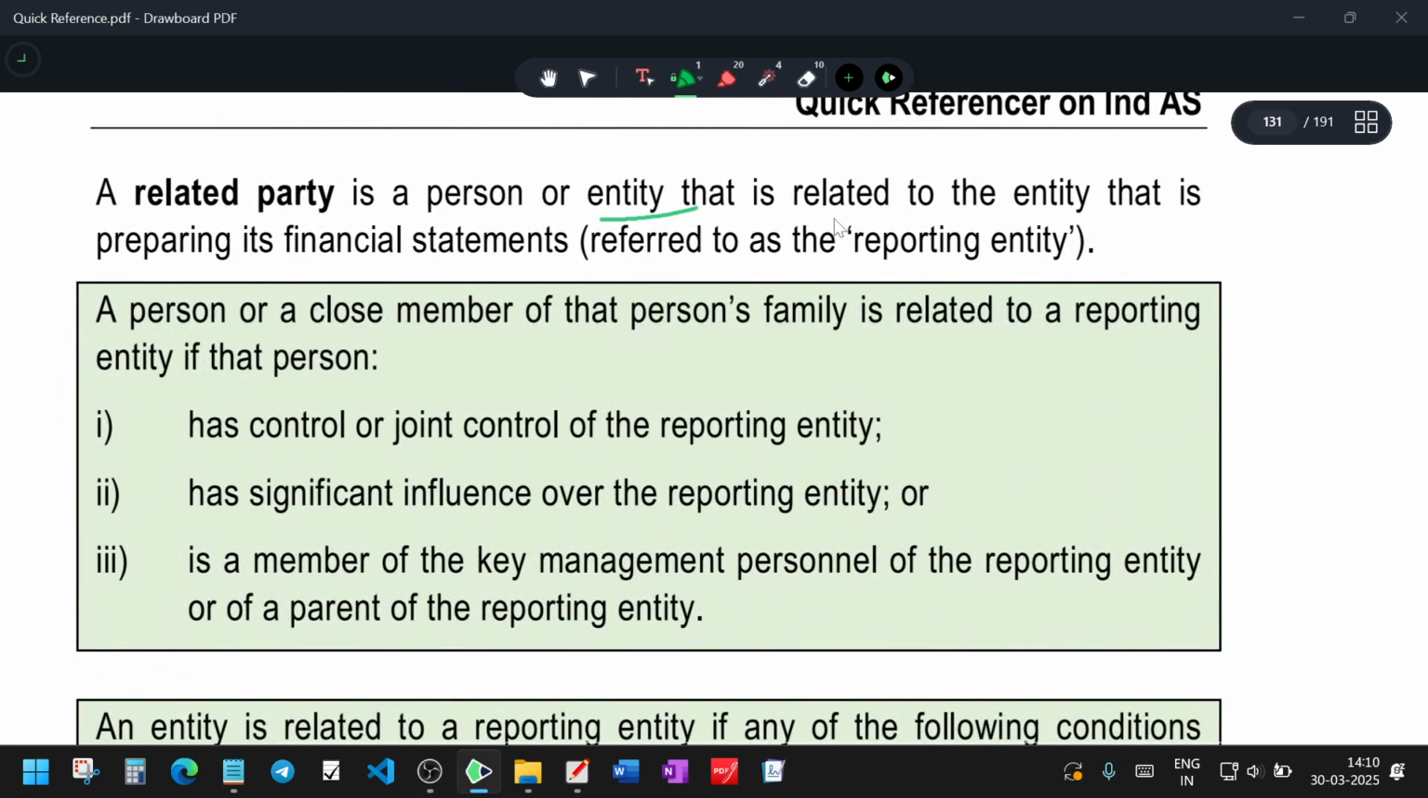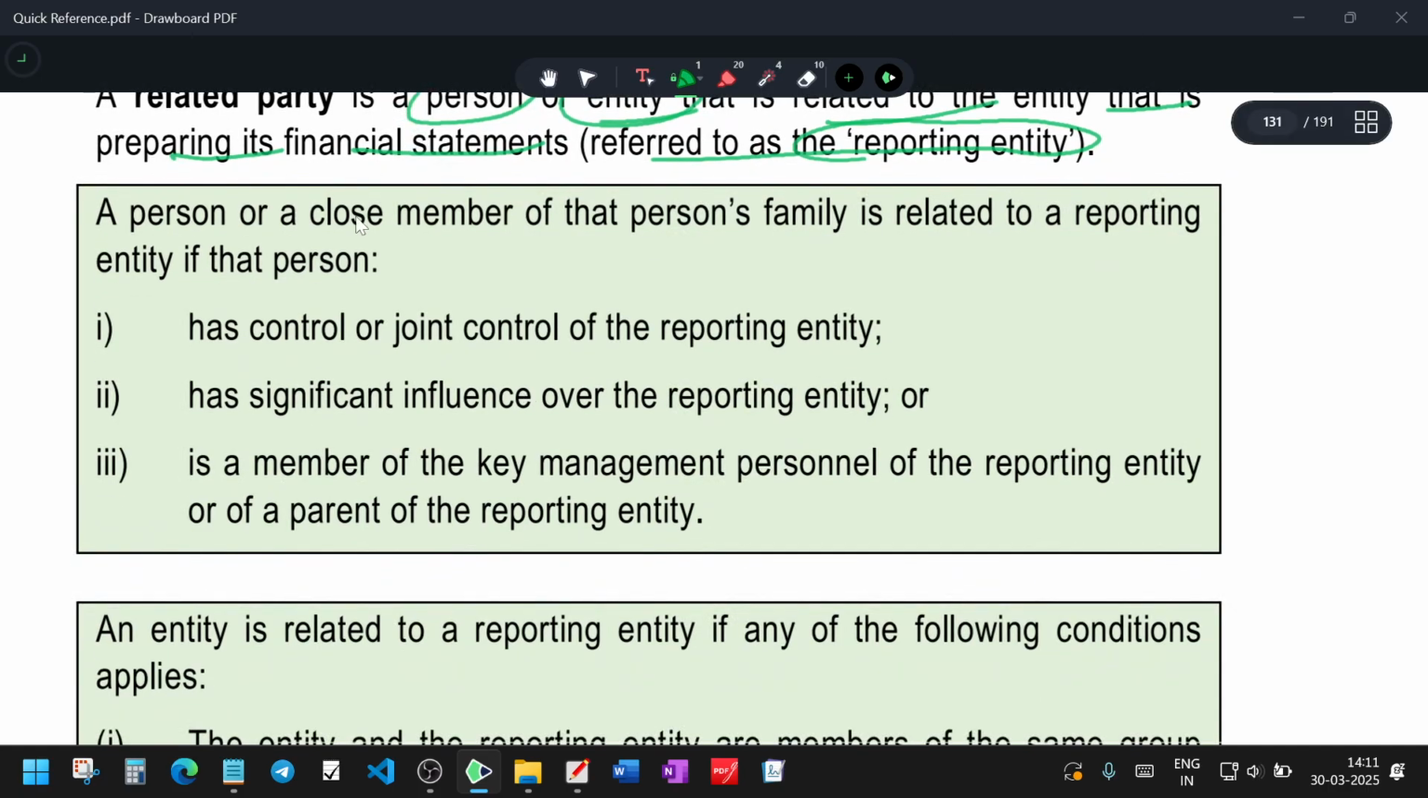A related party is a person or entity that is related to an entity that is preparing its financial statements, referred to as the reporting entity. Who are related parties? A related party can be a person or entity, meaning a person or a firm or a company, or a one person company, everything is possible. If a person or a close member of a person's family has control or joint control of the reporting entity. So I'm there, my father, my mother, my wife, my daughter, my son-in-law, daughter-in-law, they have control over this company.